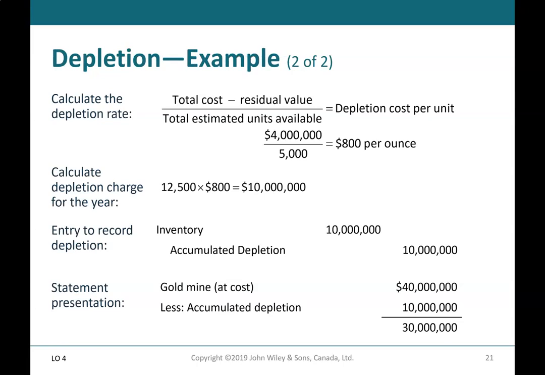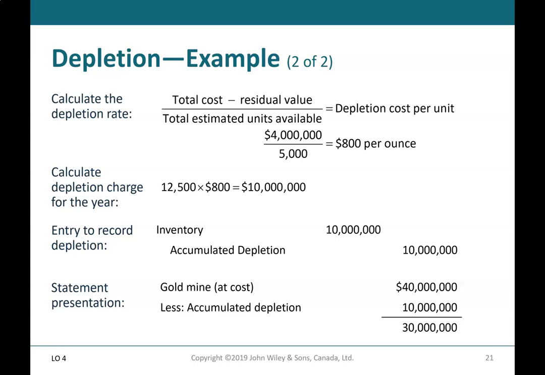Depletion example 2 of 2. Calculate the depletion rate. Total cost minus residual value divided by total estimated units available equals depletion cost per unit. So that's 40 million divided by 50,000 ounces. That equals $800 per ounce. Calculate depletion charge for the year. 12,500 times $800 per ounce equals 10 million.